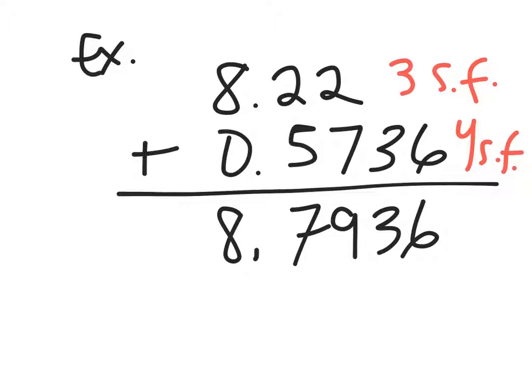But since we're adding, the final answer will instead have the same number of decimal places as the one with the fewest number of decimal places. In that case, it's our top number here. It only goes to the hundredths place. So that means our final answer needs to be rounded off to the hundredths place. So we're going to round off to there using 3 as our decision maker. So our final answer in this case is 8.79.